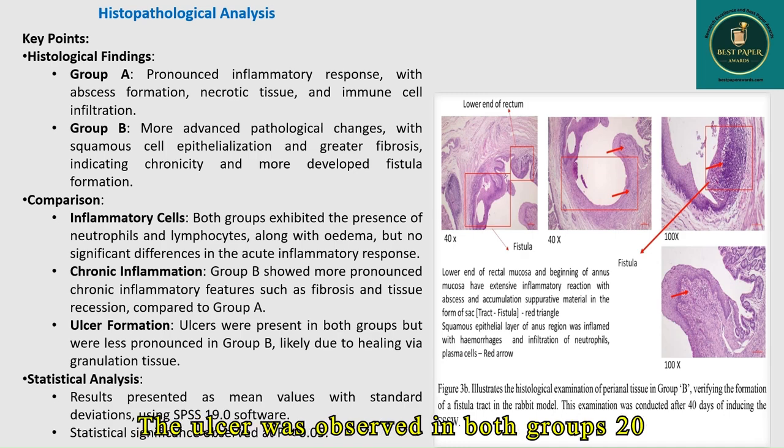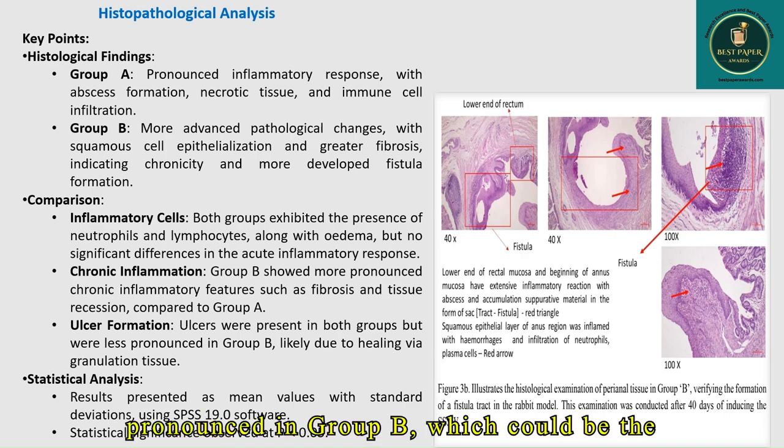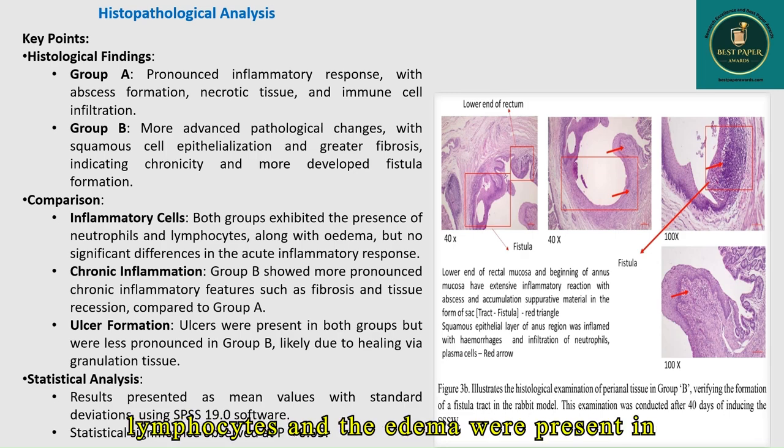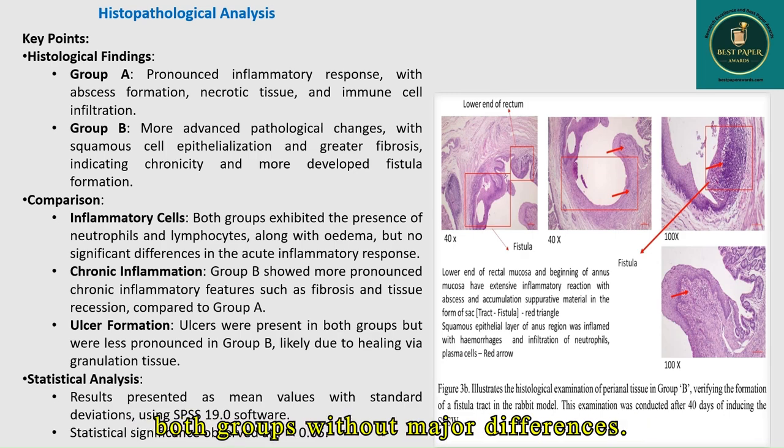The ulcer was observed in both groups, at 20 days and 40 days, but it was less pronounced in group B, which could be due to the recovery granulation. The inflammatory cells, neutrophils and lymphocytes, and the edema were present in both groups without major differences. The chronic inflammatory response, fibrosis and recession were much more pronounced in group B compared to group A. The differentiating point is that prominent fistula formation is there.